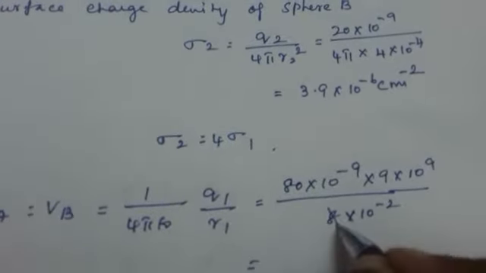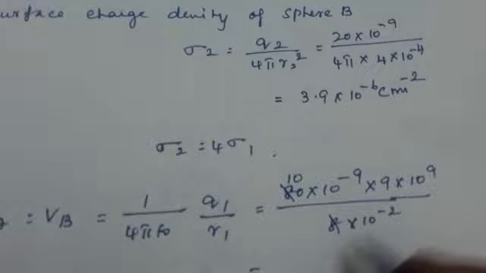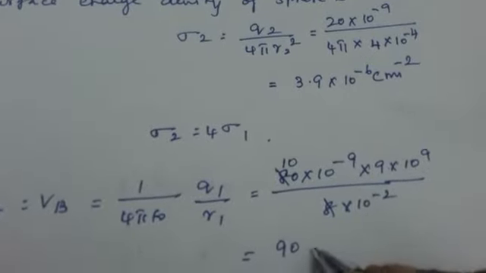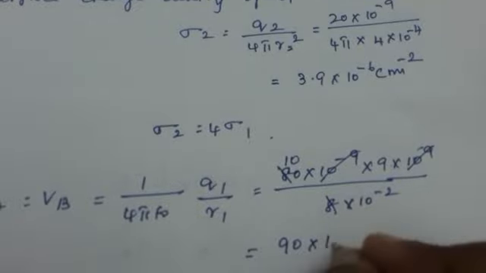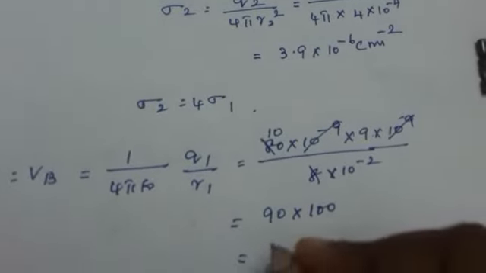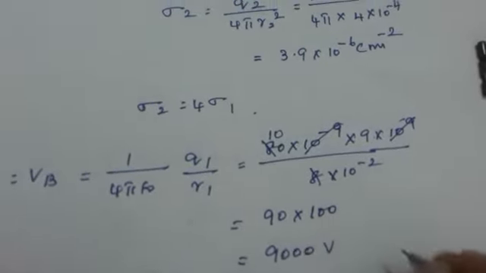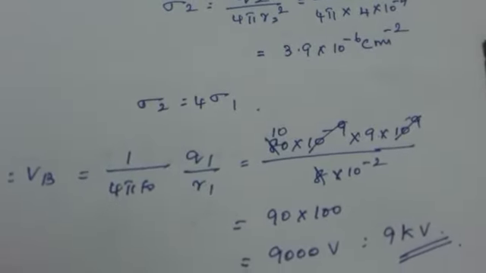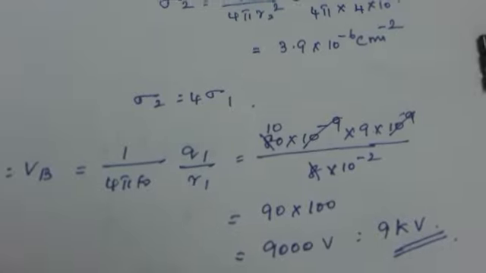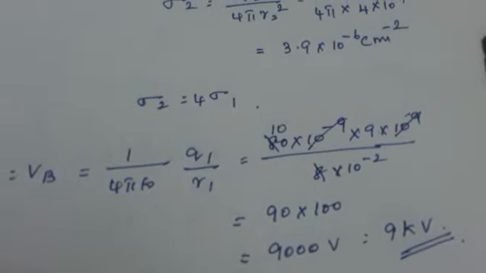So this will be, here it is 10, 90 into here plus, and this will get cancelled here into 100. So what will you get? 9000 volt, or you can write it as 9 kilovolt. Now this is your potential. Okay. So the potential on both the spheres are what? Equal.